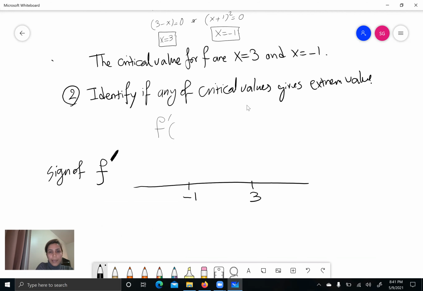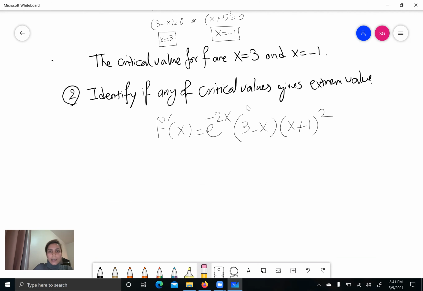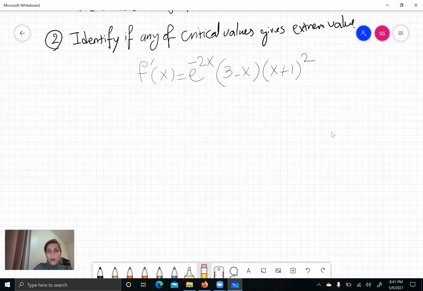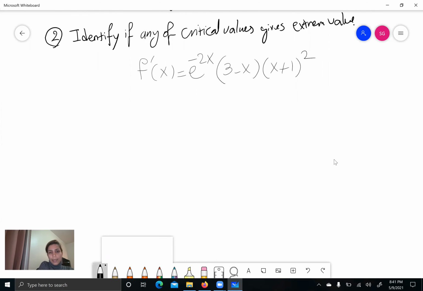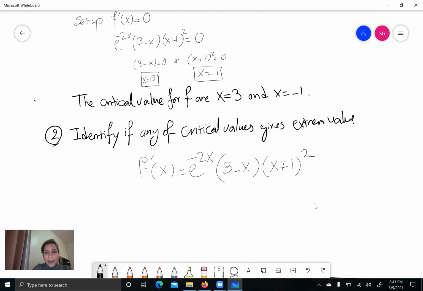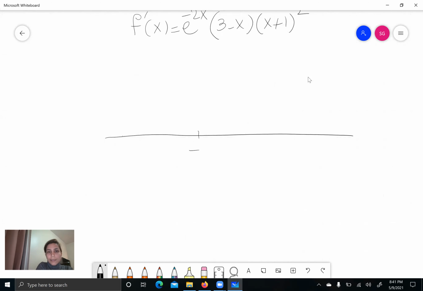F prime of x is e to the -2x, times 3 minus x, over x plus 1 squared. That's f prime, right? So the question is, what is the sign of this function around these critical values, 3 and -1? We are looking for the sign of f prime, the first derivative, around these values.